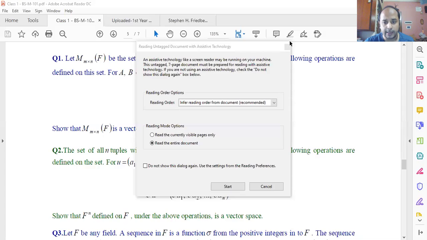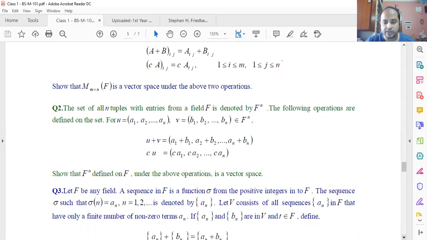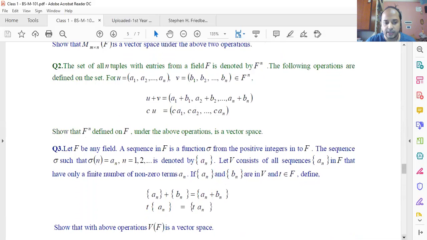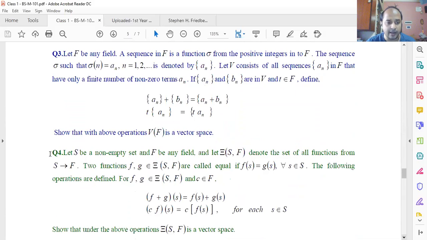When you get my note in the Google Classroom, you will see that there are other examples also. Question number 2, carefully read this example. Question number 3 is about sequence. Question number 4 is about function. This is a familiar example. You have dealt with function also, so this is not new to you.